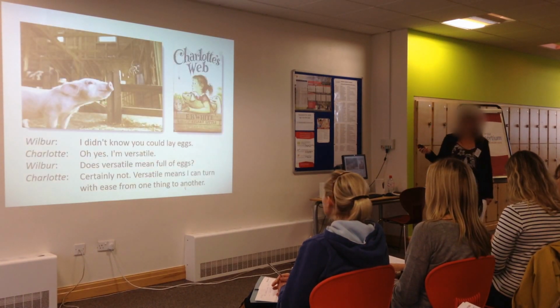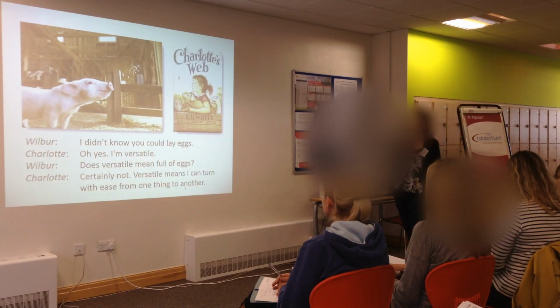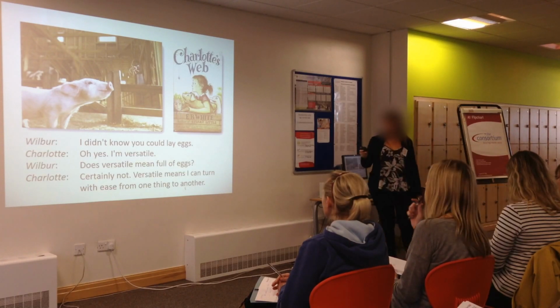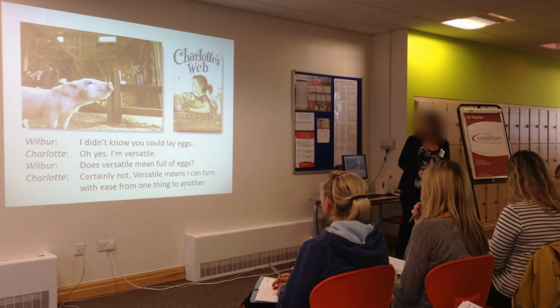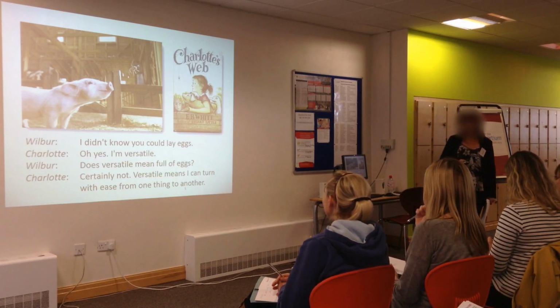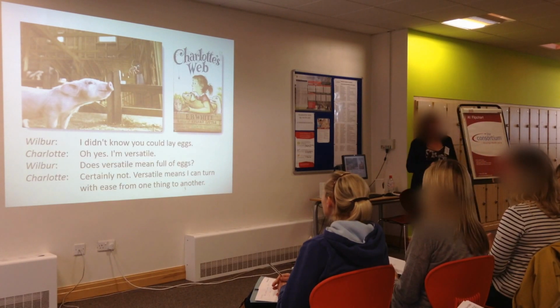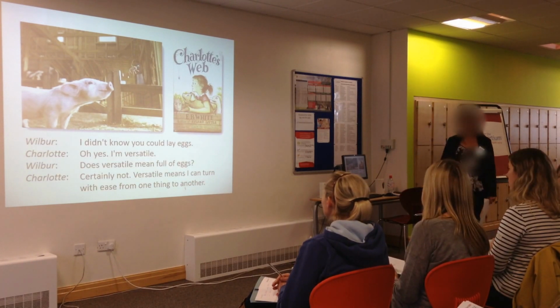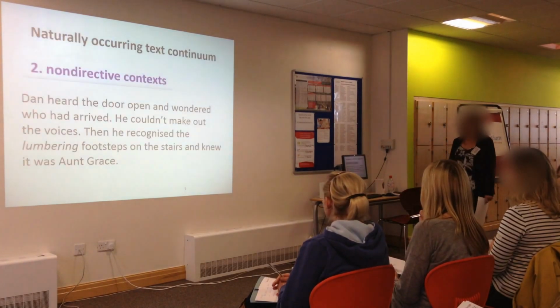And an example of that in a children's book, in Charlotte's Web, Wilbur the Pig says to Charlotte the Spider, "I didn't know you could lay eggs." And she says, "Oh yes, I'm versatile." And he said, "Does versatile mean full of eggs?" And she says, "Certainly not. Versatile means I can turn with ease from one thing to another." So there's a misdirective context then.